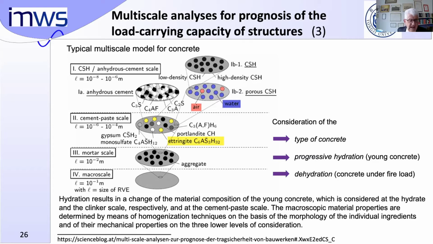Then comes the mortar scale, and finally the macro scale. What needs to be considered is the type of concrete, progressive hydration for young concrete, and dehydration for concrete under fire load. Hydration results in a change of the material composition of the young concrete, which is considered at the hydrate and the clinker scale respectively, and at the cement-based scale. The macroscopic material properties are determined by means of homogenization techniques on the basis of the morphology of the individual ingredients and of the mechanical properties on the three lower levels of consideration.